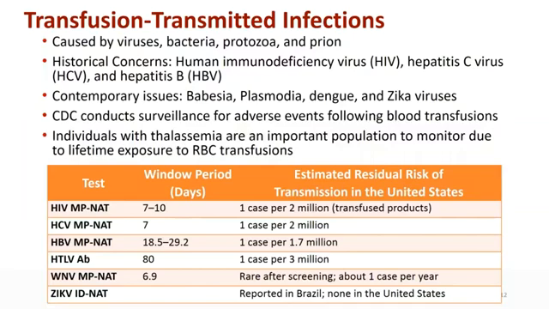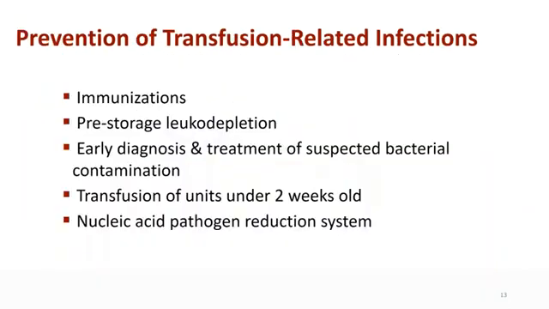And recently, the studies with West Nile virus and Zika show that these two can be transmitted despite the existing techniques used. What can we do to prevent this? Well, first of all, really complete and adequate immunizations are needed to hepatitis and other infections. Pre-storage leukodepletion is an effective method to remove many of the infections, because many of the infections, CMV, EBV, and others, are predominantly transmitted only in the white cell.